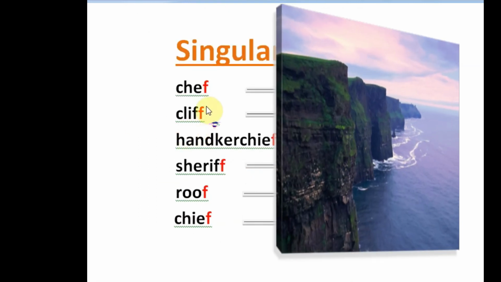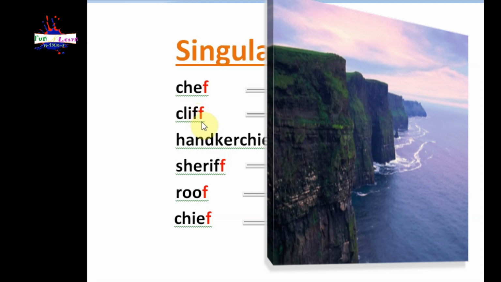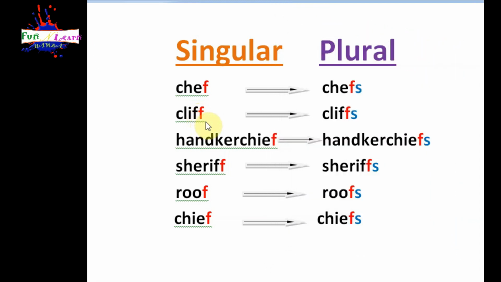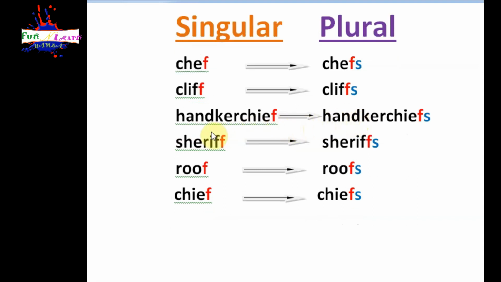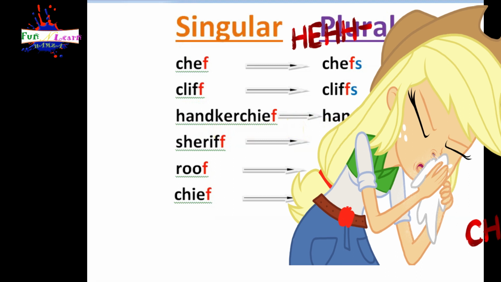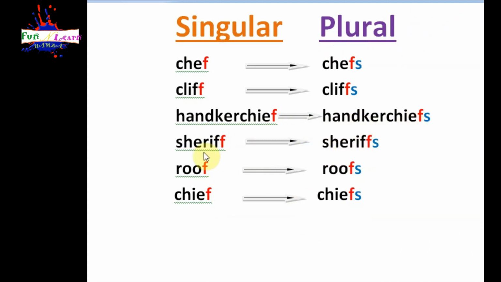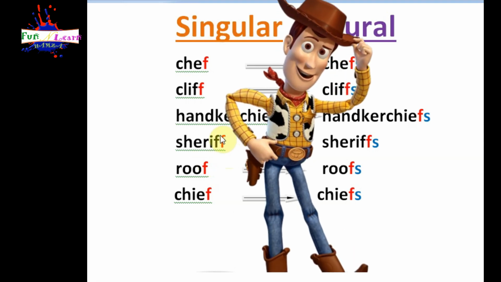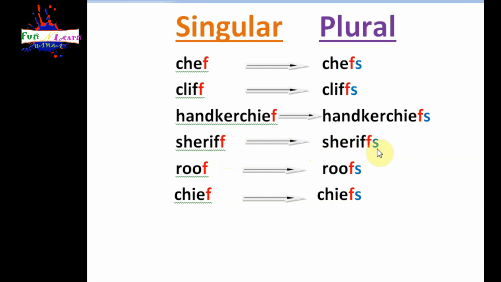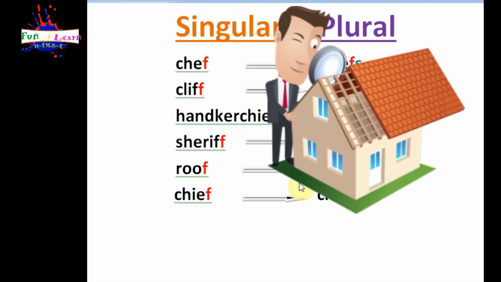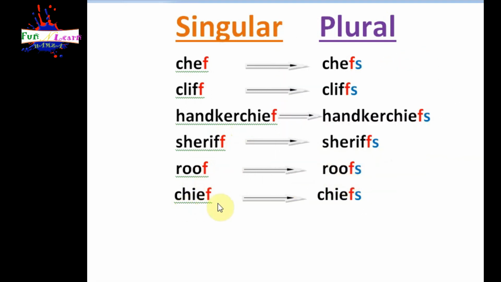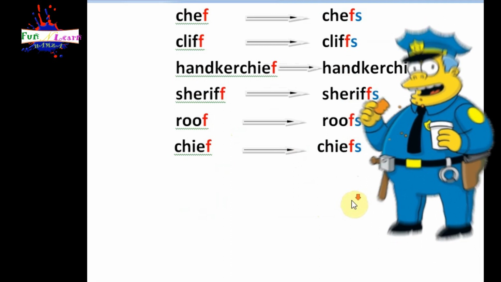Cliff. Again, at the end of the singular noun we have an F. So, to make it a plural noun, we just add S, cliffs, and make it a plural noun. Same goes for handkerchief. You add an S at the end and it becomes handkerchiefs, a plural noun. Sheriff, singular, but an F at the end. To make this singular noun plural, we add an S at the end, sheriffs, and it becomes a plural noun. Roof, roofs. Chief becomes chiefs.